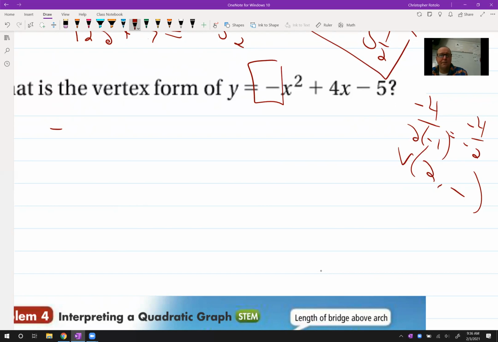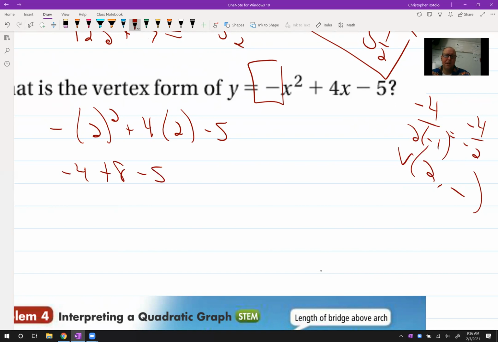So here we go. Negative 2 squared plus 4 times 2 minus 5. All right, again, I want to make sure that I'm dealing with all this mess over here just right. So it is 2 squared, which would be 4 times negative 1. So it's negative 4 plus 8 minus 5. Remember that secret? They're half of each other. So it is 4 minus 5. So I get negative 1.